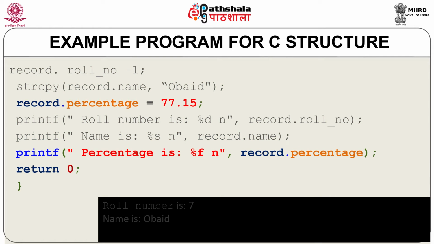Let us go for the next instruction, that is record.percentage, and that value is initialized as 77.15. If you want to display this value on the screen of the computer, then you use one more instruction, that is printf("Percentage is %f", record.percentage). If you execute this instruction, then the percentage value will be displayed on the screen, that is Percentage is 77.15.